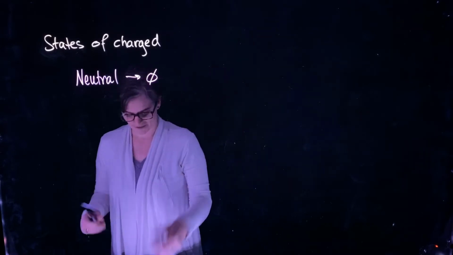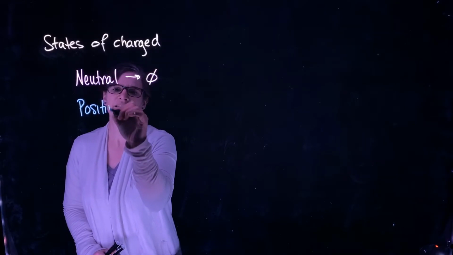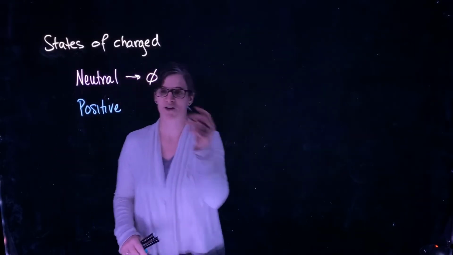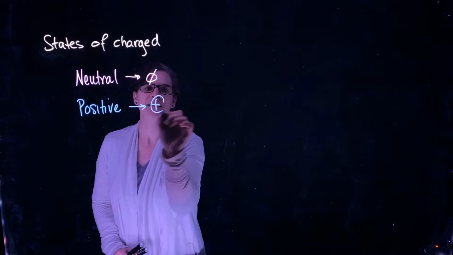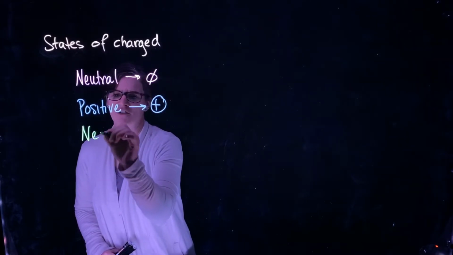Another option for a charged state is a positively charged object. So an object can have a positive charge. And finally, we can have an object with a negative charge.